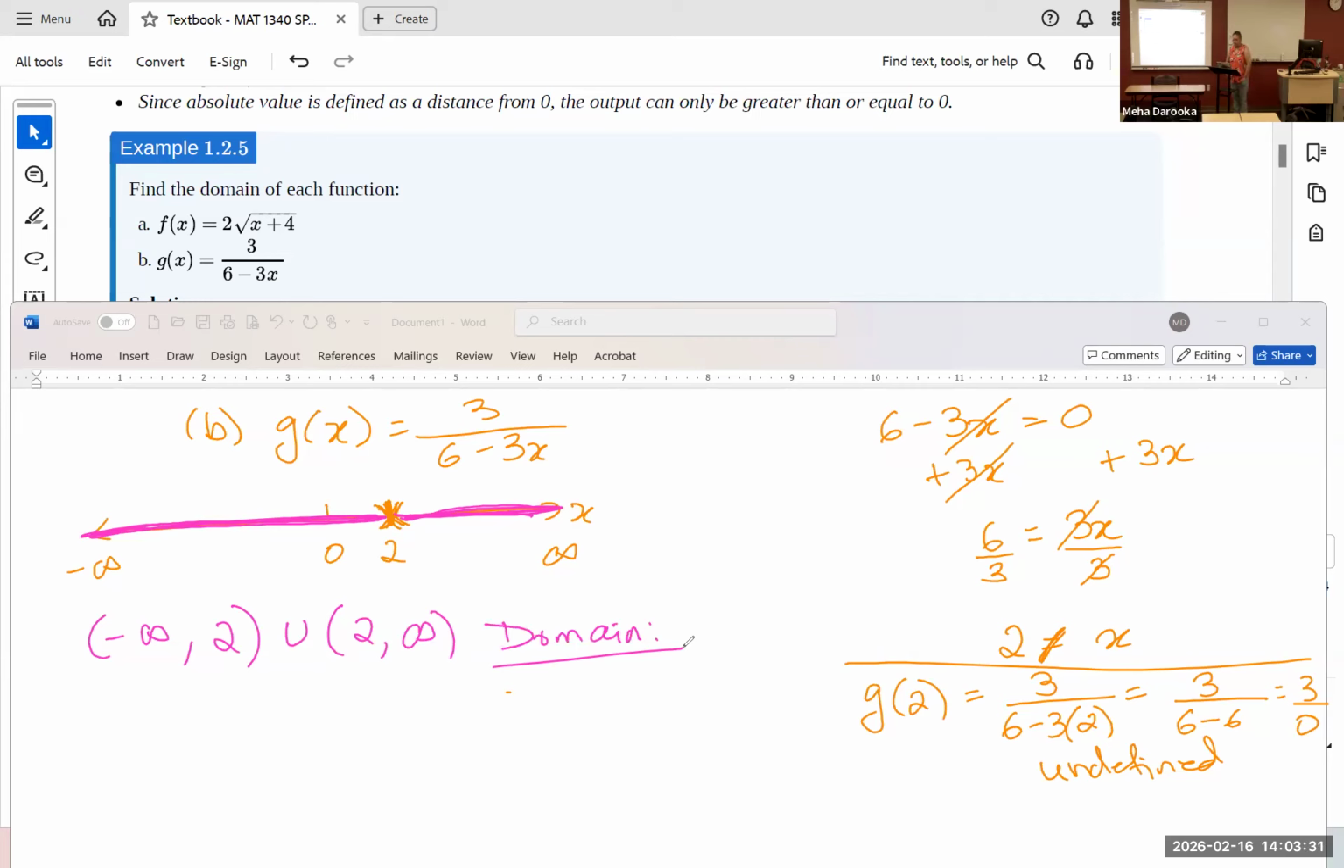Any ideas on what our range could be here? Do you think it could be all real numbers for y, or will there be something that the y also skips, kind of like how we saw in the reciprocal function 1 over x?